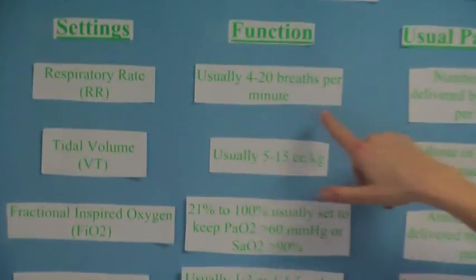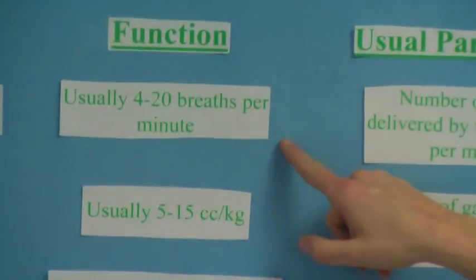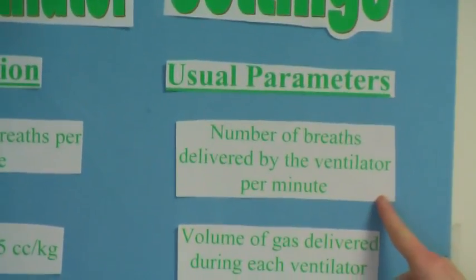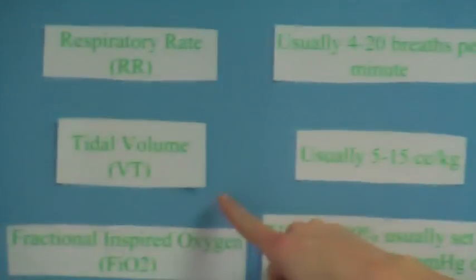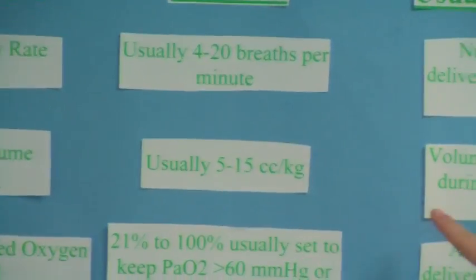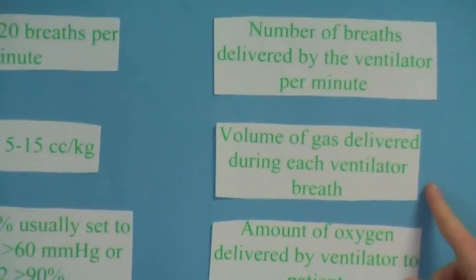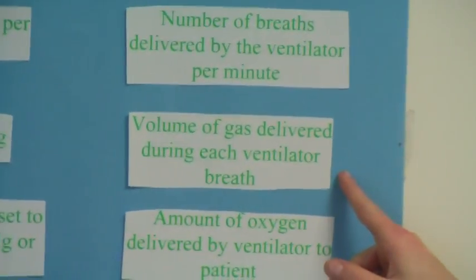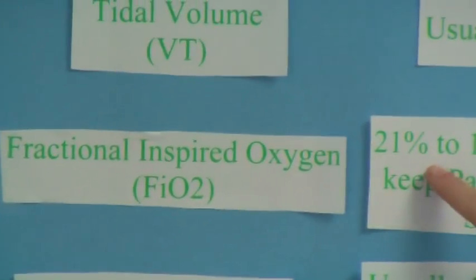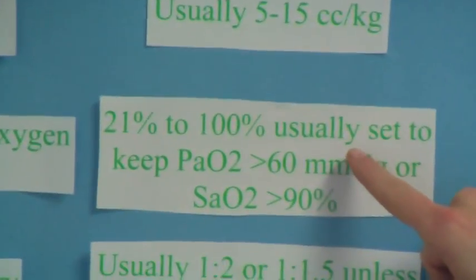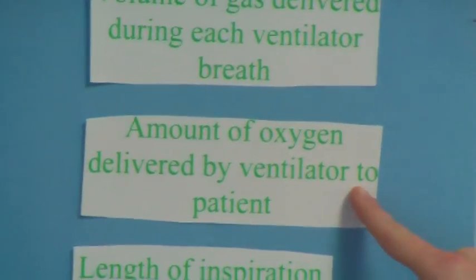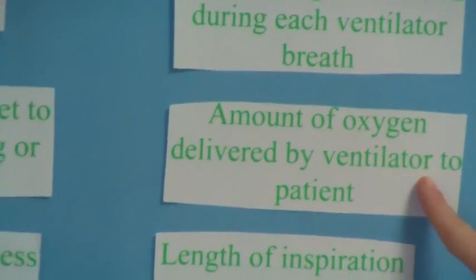Respiratory rate is usually 4 to 20 breaths per minute. It's the number of breaths delivered by the ventilators per minute. Tidal volume is usually 5 to 15 and is the volume of gas delivered during each ventilator breath. FiO2 is usually 21% to 100% to keep everything balanced, and it's the amount of oxygen delivered by the ventilator to the patient, as said before.